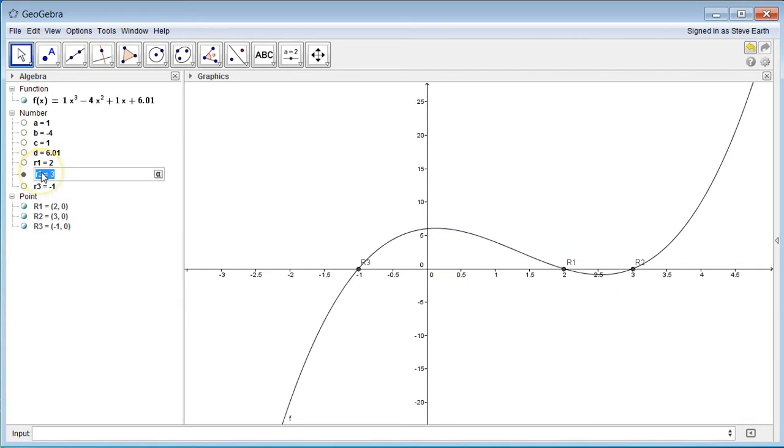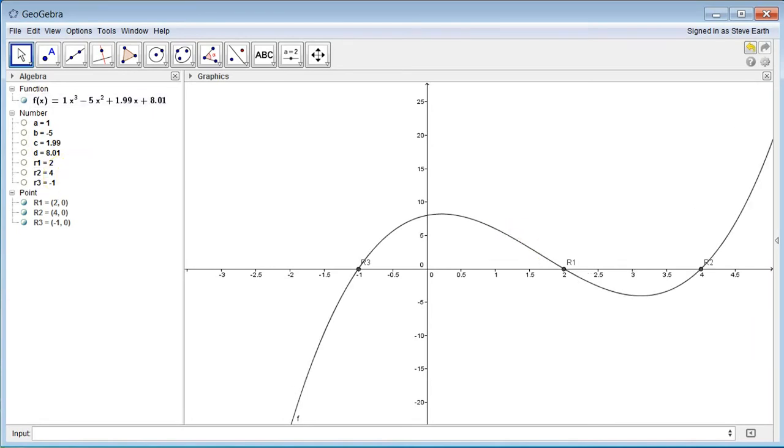Let's take R2. Right now it's at 3. I'm going to backspace over the 3 and put in a 4. So I'm changing it numerically here in the algebra window rather than dragging it around the graphics window. I've got R2 equal to 4. I'll push Enter, and now it moved over to 4.